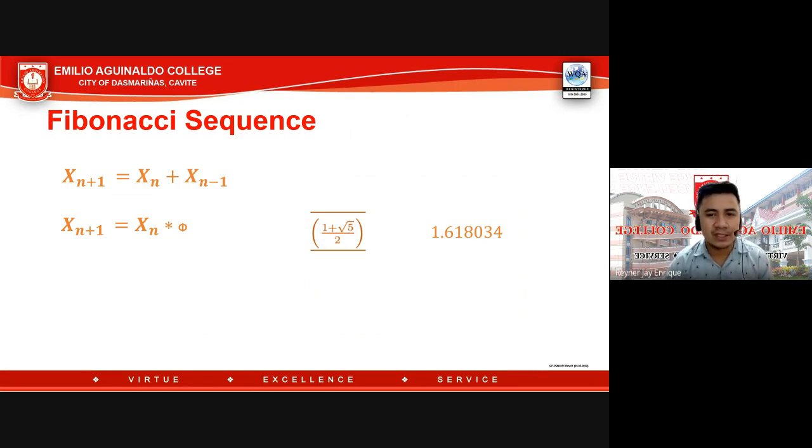That is 1.618034. That is the value of phi that we're going to use for now and for the rest of our discussion for the prelim.